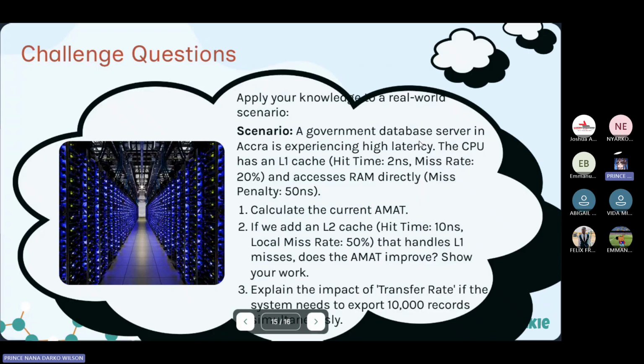Transfer rate versus cycle time. Let's apply our analogy to real-world scenarios. A government database server in Accra is experiencing high latency. The central processing unit has an L1 cache hit time of 2 nanoseconds and a miss rate of 20%, and it accesses the RAM directly with a miss penalty of 50 nanoseconds. Calculate the average memory access time. This is slide 15. Let's put our brains to work.